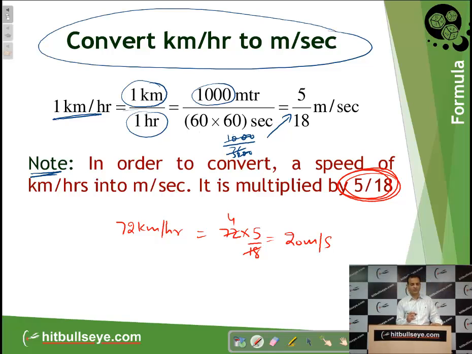Clear? So tables can also help you. You have to learn tables from 12 to 19 if possible, because all these tables can help you in maths regarding multiplication, division. Suppose I say 108 kilometer per hour, students, so it will be 108 into 5 by 18. It will be 30 meter per second, because 18 into 6 will be 108. So it will be 30 meter per second.